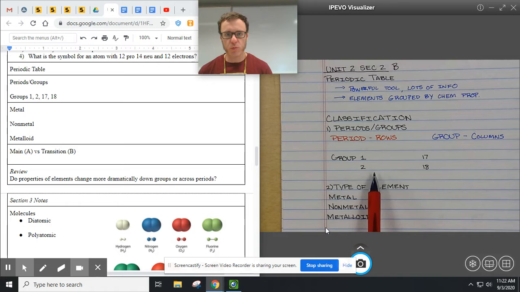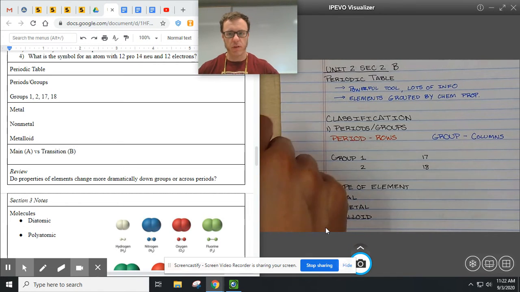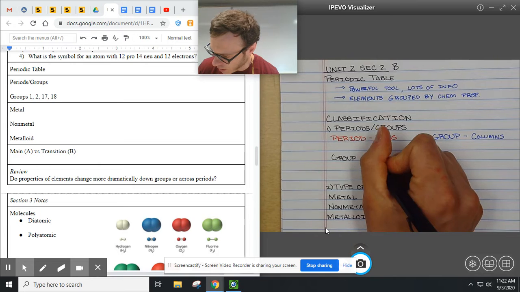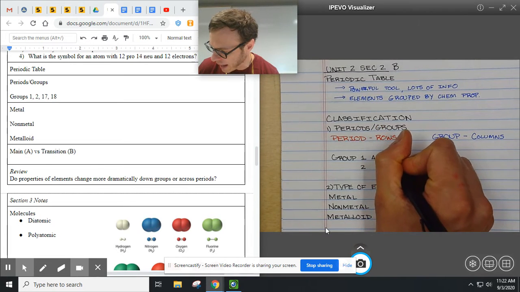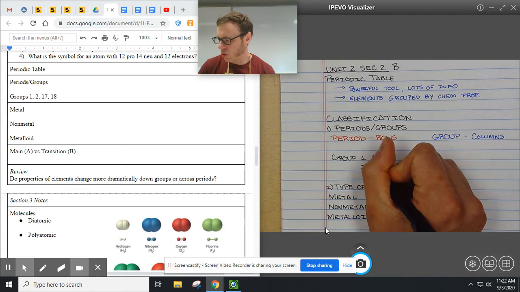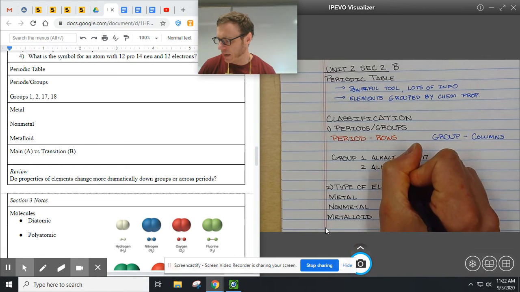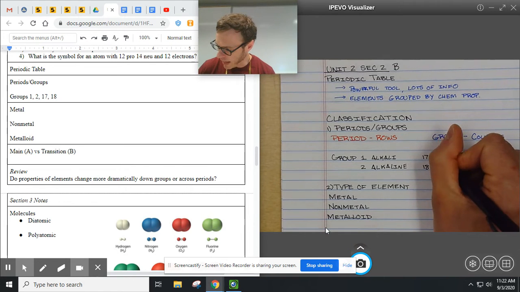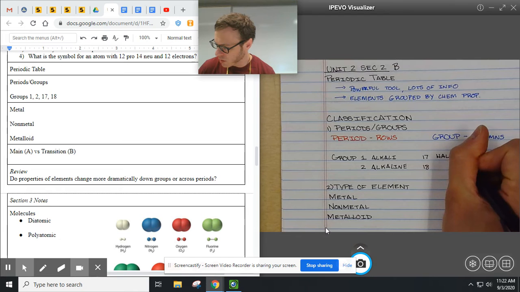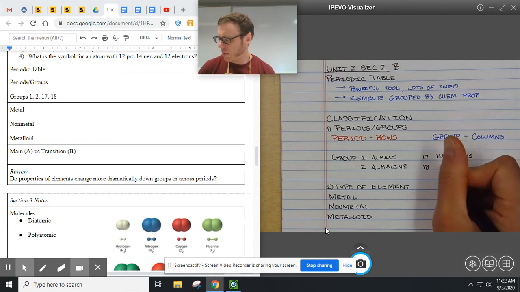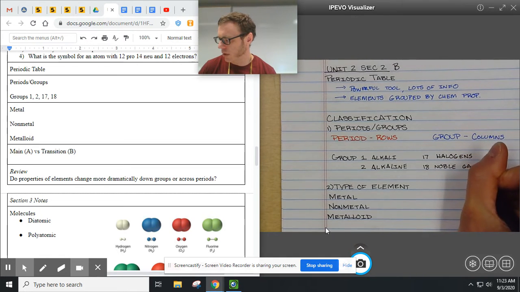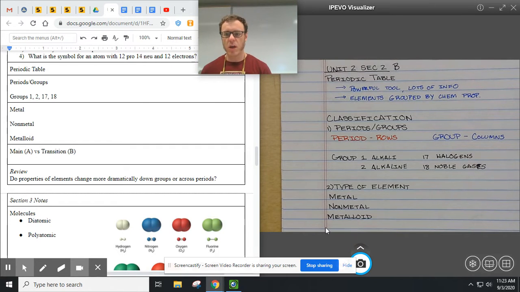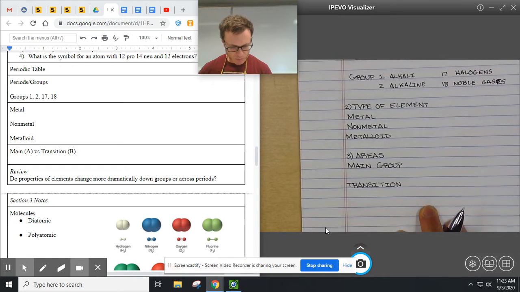Some of those groups have specific names. Group 1 are the alkali metals. Group 2 are the alkaline earth metals. We'll go over specifically what's going on with them. Group 17 are called the halogens, and group 18 are the noble gases. Noble gases are going to be super important.